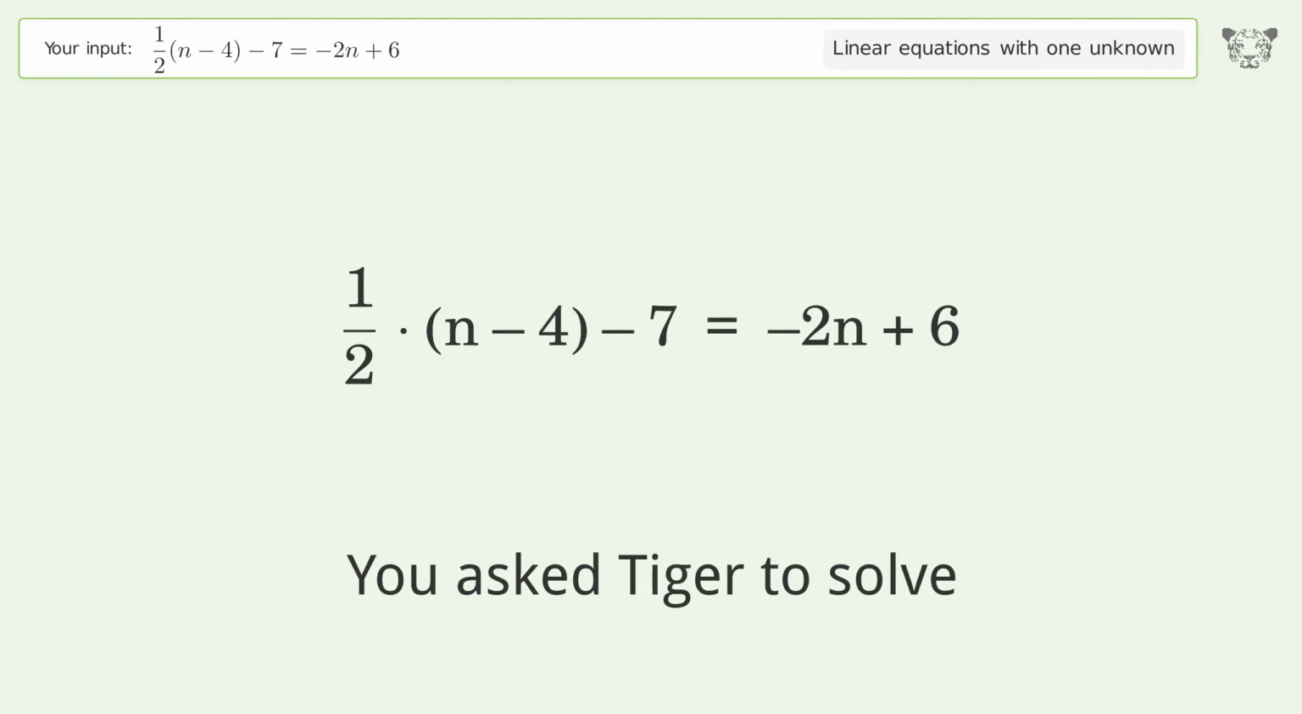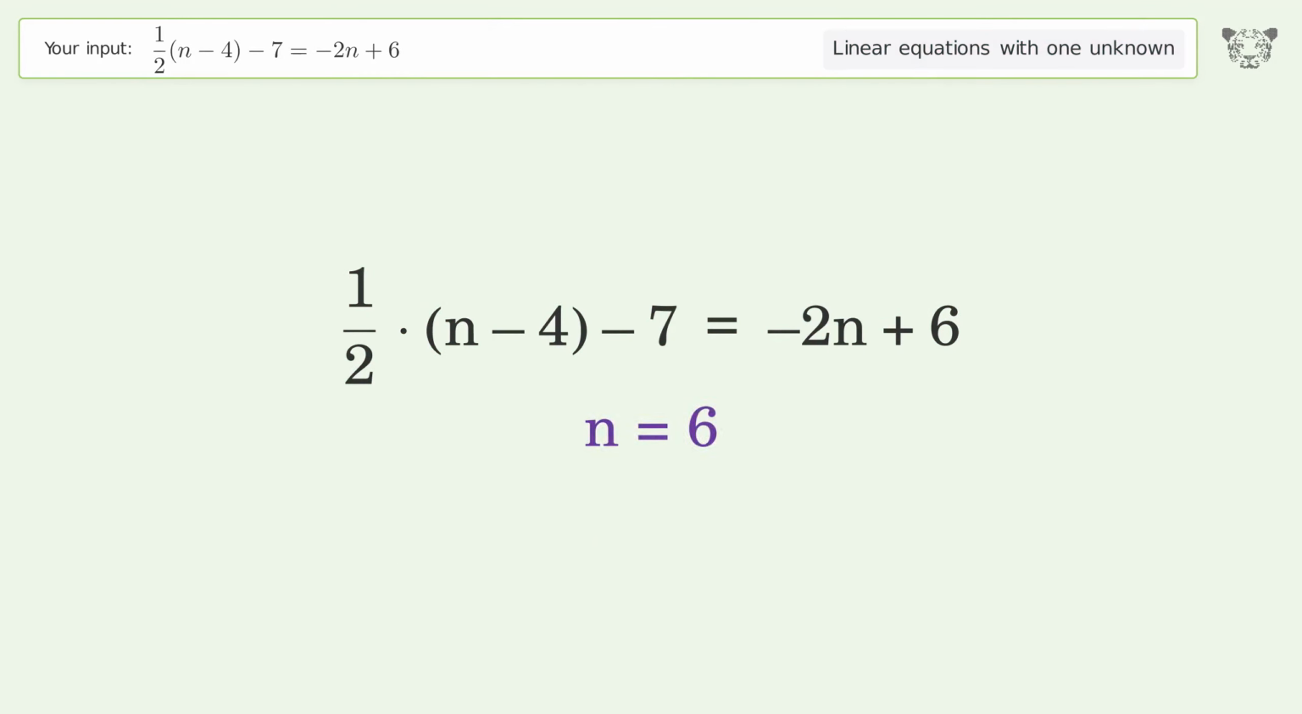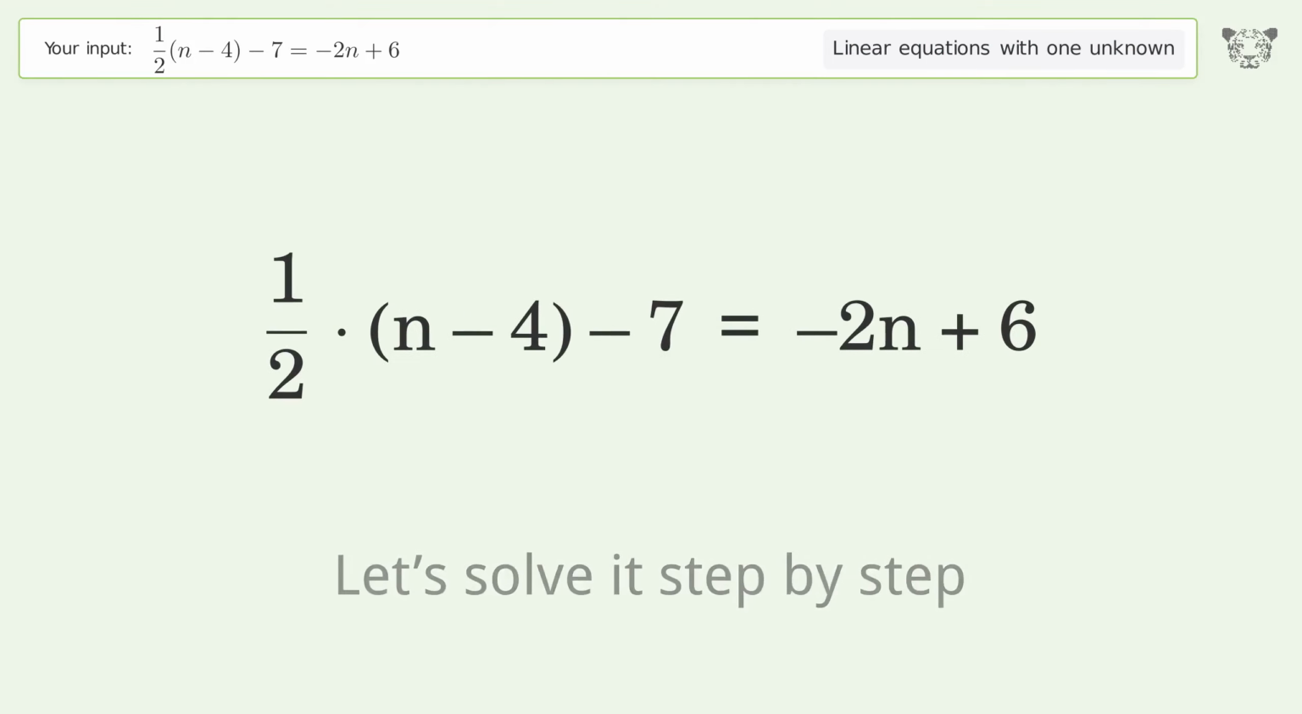You ask Tiger to solve. This deals with linear equations with one unknown. The final result is n=6. Let's solve it step by step.